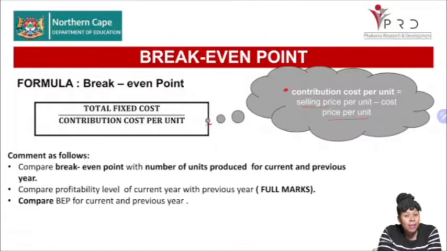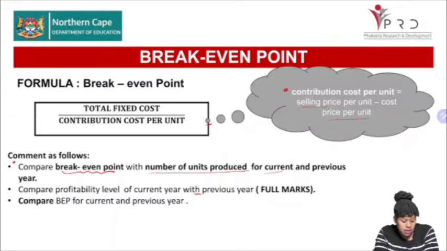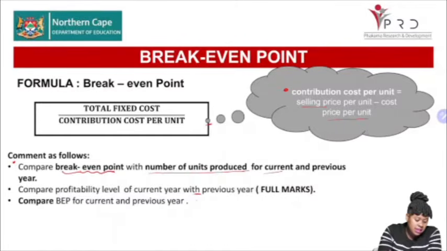Then, when you are commenting based on the break-even point, right, you need to compare the break-even point with the number of units sold and produced for the current and previous year. So the first aspect is that you're going to comment on the current year, okay? Then you compare the profitability level of the current year with the previous year, okay? That will allow you to get your full marks. Then compare the break-even point for the current and the previous year. That will award you just 1 mark. So just be careful. If you want to obtain your full marks, you need to comment based on the guidelines that have been provided. All right.